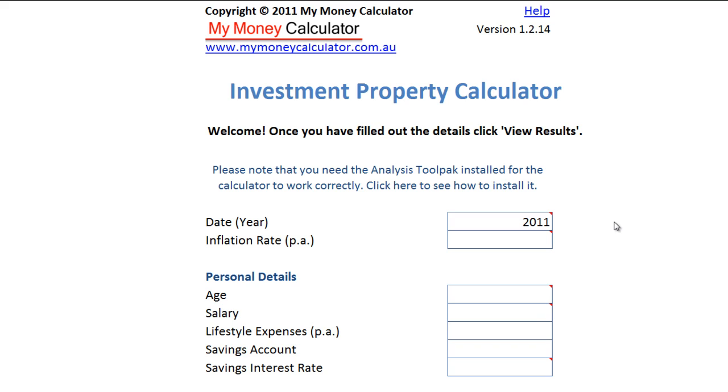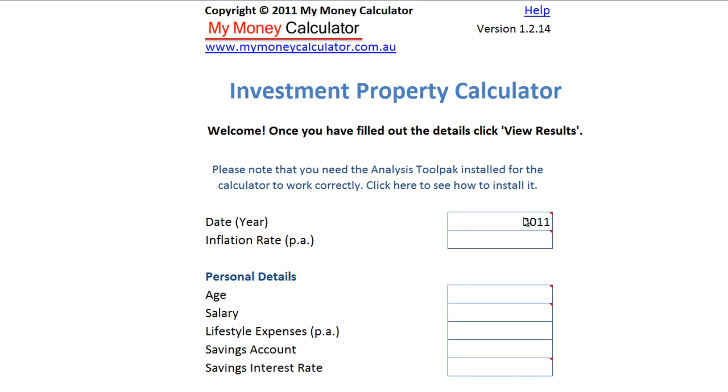In this video I'm going to show you in under 5 minutes how to find out whether or not you can afford an investment property and how much it is going to cost you. You can see that I have open here the investment property calculator that you can download for free only from mymoneycalculator.com.au. This is the most powerful free investment property calculator in Australia. So what I'm going to do is run you through an example. So let's enter in some details.